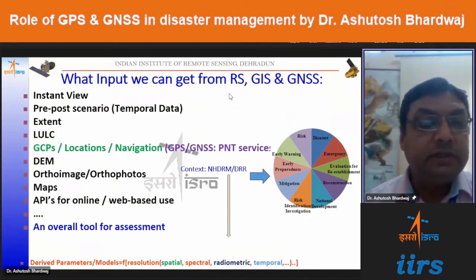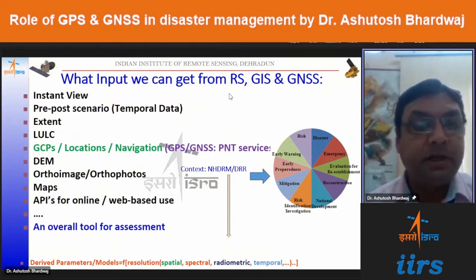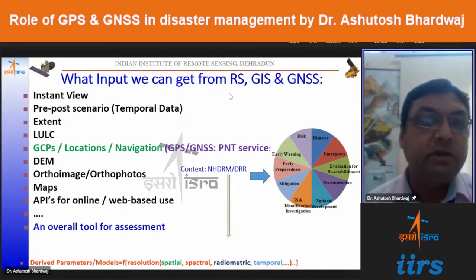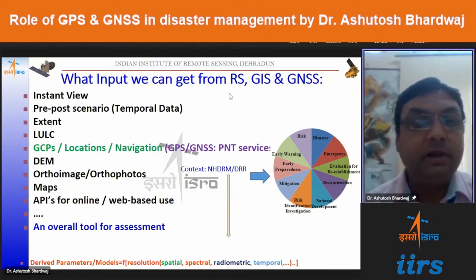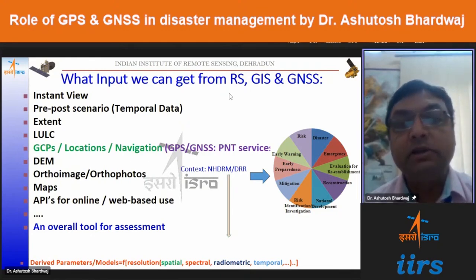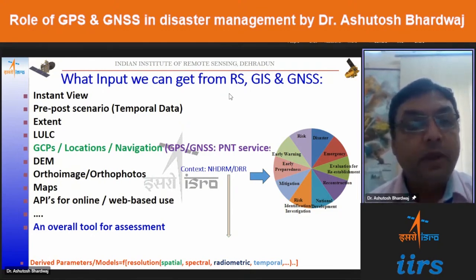We can have the extent of the study area which has been affected because of the disaster, or where we have the responsibility, because maybe different administrative boundaries are there and different countries are also involved in various scenarios. So that extent mapping and extent identification can also be done by remote sensing. We have to know the land use, land cover, what type of terrain it is. That also we get from remote sensing.